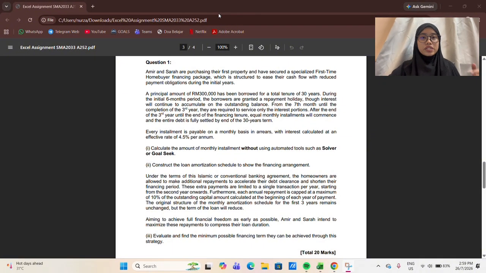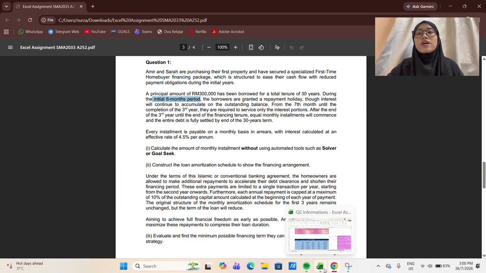So now let's begin with our question 1, which centers on a home financing scenario for Amir and Sarah. They are acquiring a 300,000 ringgit property loan over a 30-year term at an effective annual interest rate of 4.5%. What makes this financing model unique is its three-stage structure: an initial 6-month repayment holiday, followed by a 30-month interest-only servicing period, and ending with a 324-month active amortization phase.